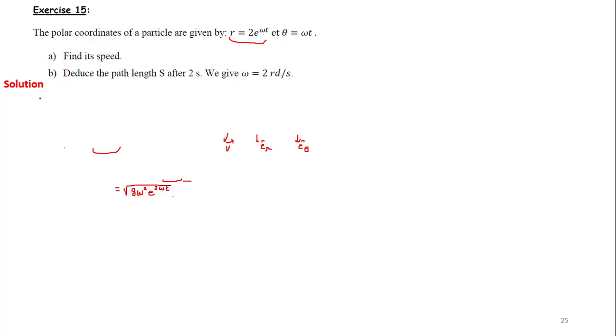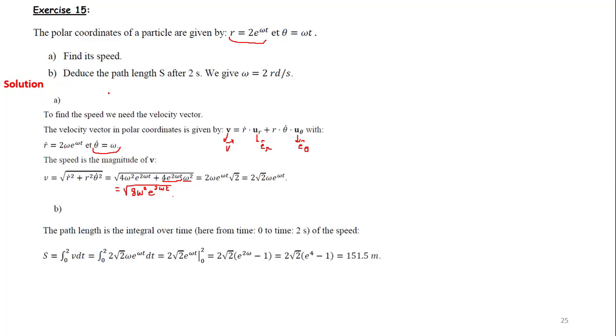Question B, deduce the path length S after 2 seconds. So we need to write the definition of the path length. The path length is defined as the integral of the magnitude of v dt. Here v designates the magnitude of v and not the velocity vector. Please pay attention to this. So the magnitude of v is what we obtained from the previous question. So we put v here inside the integral.